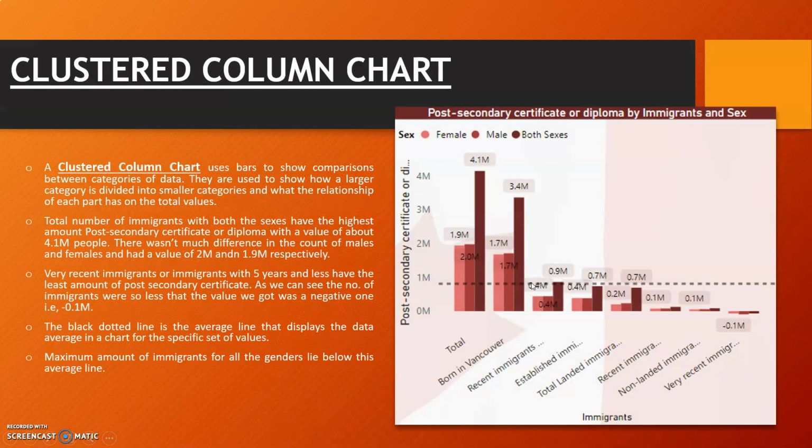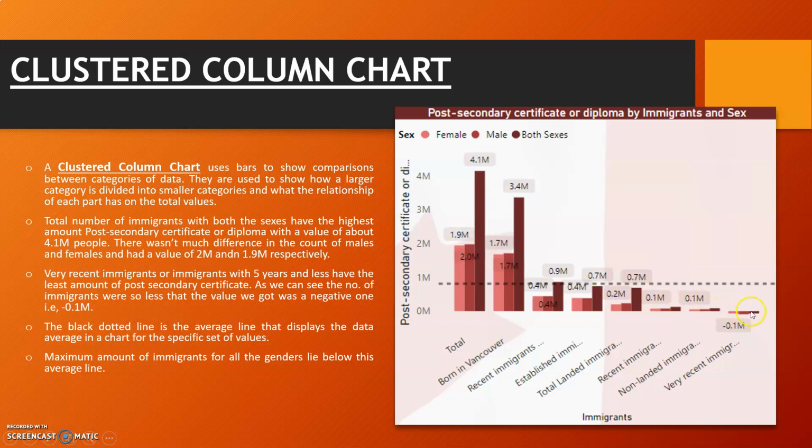The next is a clustered column chart, which basically uses bars to show the comparison between the categories of data. On the y-axis, I have taken post-secondary certificate or diploma. On the x-axis, I have taken different kinds of immigrants. The bars over here show different kinds of sexes. As we can see, the total number of immigrants with both sexes was highest and there was a very slight or minor difference in the count of male and female.